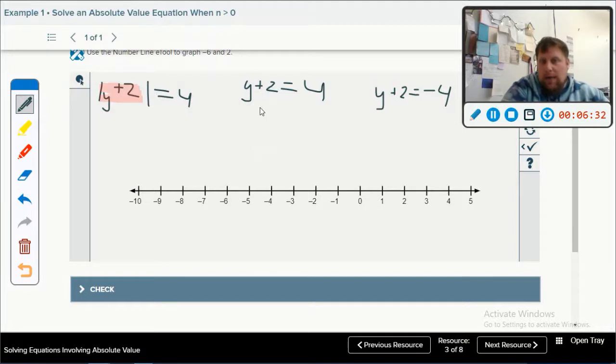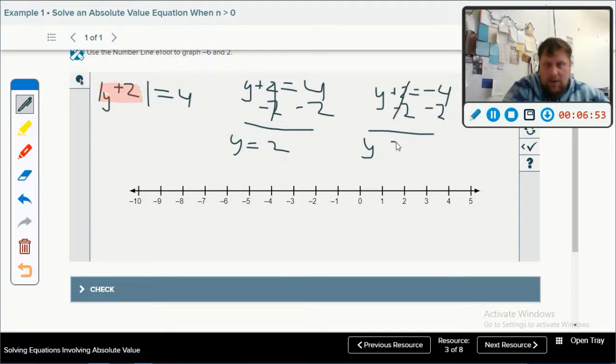And so I'm going to solve these at the same time. Because we do the same thing, right? I subtract 2 to get to the other side, boom. I subtract 2 to get to the other side, boom. And I end up with two different values of y. That crosses out, y equals 2. But over here, I still get y, that crosses out, equals, what's negative 4 minus 2? That's negative 6. So in this case, on this number line, we have y can be negative 6, or y can be positive 2.